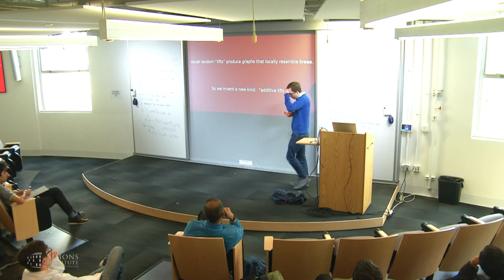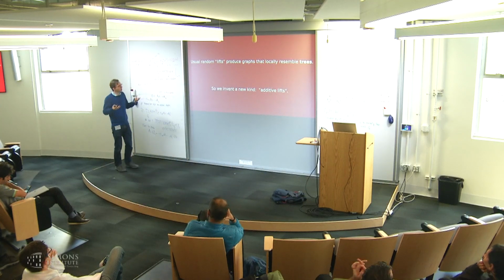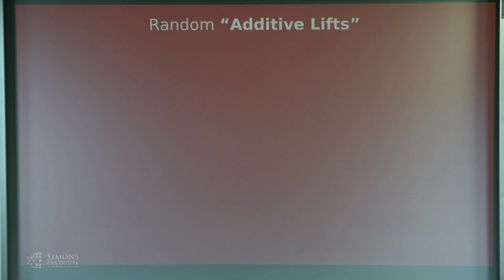Okay, so we want to follow the same method of producing large finite graphs that are X-Ramanujan graphs. But there's a problem. The only way we know how to do this in the usual case produces graphs that locally resemble trees. But we don't want graphs that locally resemble trees. So we need to invent a new kind of lift, which I'll tell you about, and we call it additive lifts. So let me define what additive lifts are. And they're going to be random additive lifts. So I'll define random additive lifts all in one shot.